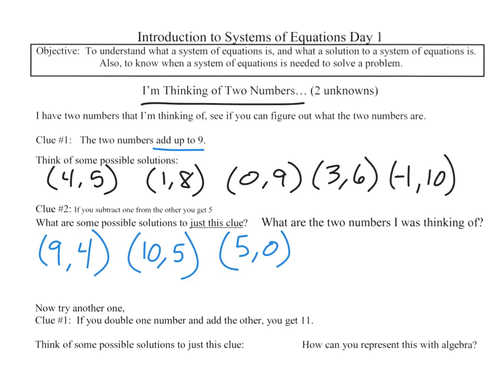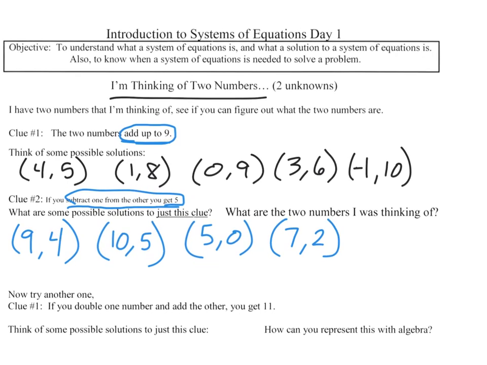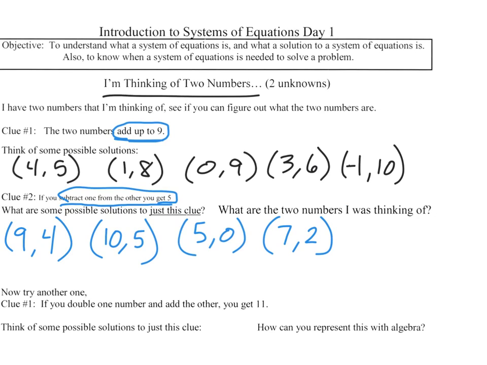So take a moment to think about this, because we haven't come up with our answer yet. Hopefully after some thinking, we get to the pair 7 minus 2. Think about what 7 minus 2 is. Does it subtract to 5? It sure does. Do 7 and 2 add up to 9? It sure does. So 7 and 2 were the two numbers that I was thinking of.